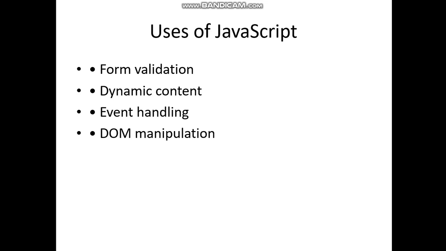Now, let us see where JavaScript is used. JavaScript is commonly used for form validation. For example, checking whether the email field is empty before submitting a form. It's used to create dynamic content such as image sliders and drop-down menus.